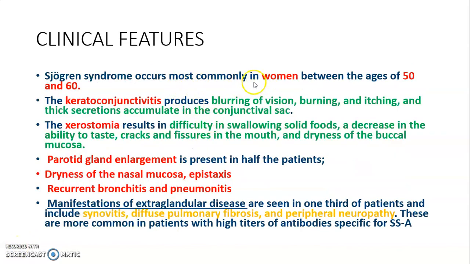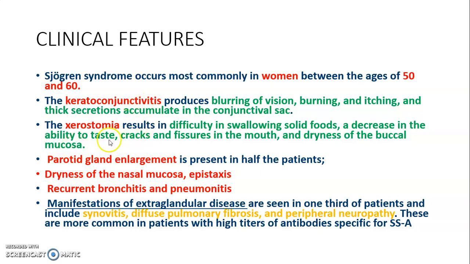It most commonly occurs in women between the ages of 50 and 60. The keratoconjunctivitis produces blurring of vision, burning sensation in the eye, itching, and thick secretions that accumulate in the conjunctival sac. Another symptom is xerostomia. Xerostomia will result in difficulty in swallowing solid foods, decreased ability to taste, cracks and fissures in the mouth, and dryness of the buccal mucosa.